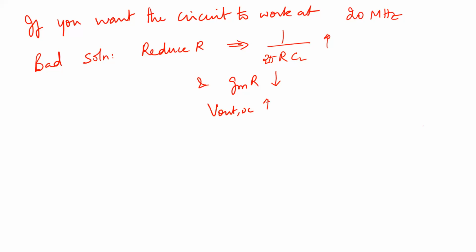For example, suppose instead of 20 megahertz, I wanted to work at, let's say, 50 megahertz or even beyond. Okay, how much can you reduce R? CL you can't do anything about because the BJT has certain capacitance. Let's say you're driving an oscilloscope or some other circuit whose input capacitance also cannot be changed. So the way in which you can make this work is to use the good solution, to use resonant networks.